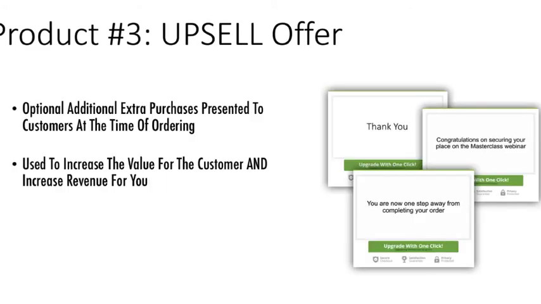So product number 3 is the upsell product. This is typically an optional additional purchase that comes right after the front end product. The customer is able to make this one-time purchase, and it typically is something that complements that front end offer, or something that automates that front end offer. So this is going to increase the customer's value as well as increase the money that you make in your pocket.